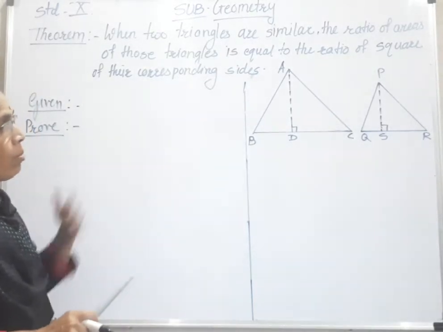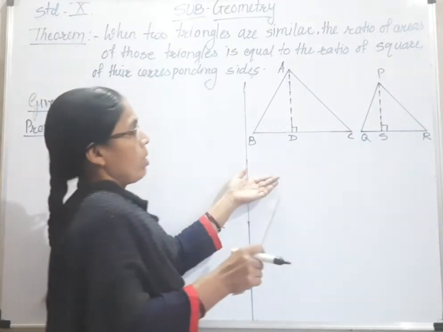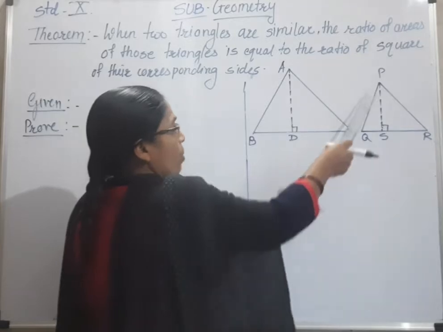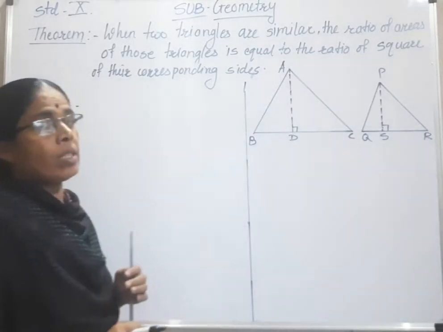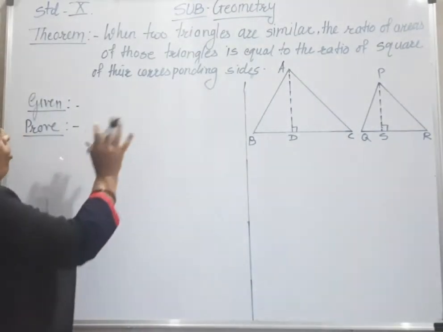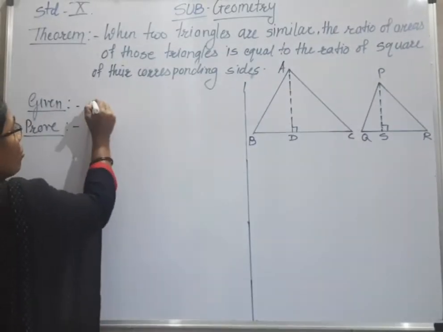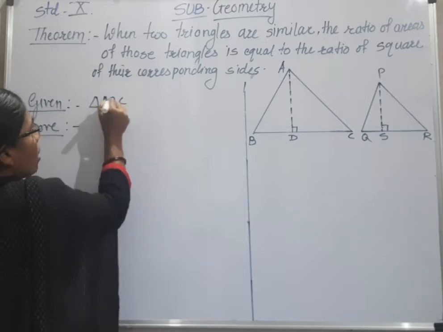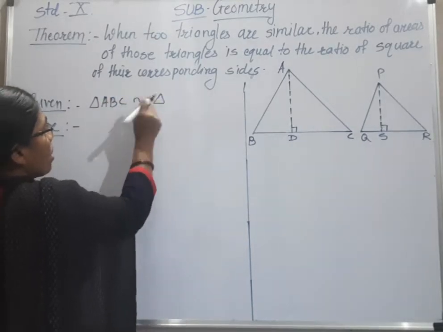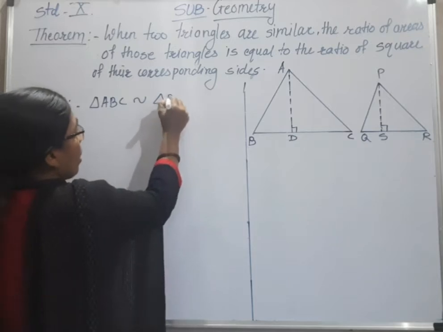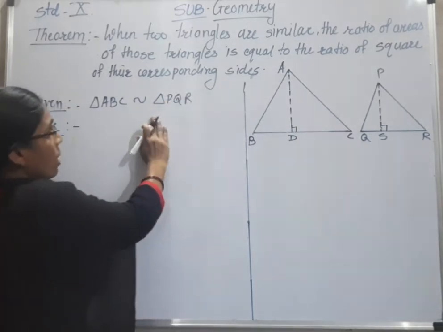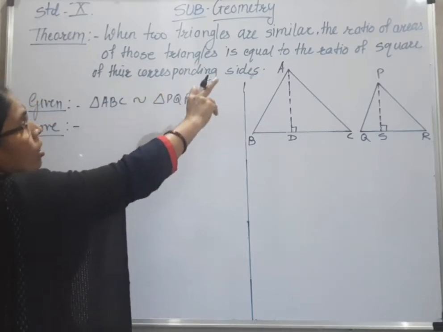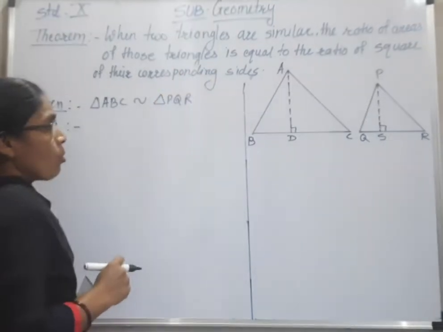Now according to the statement only, first we have to draw the figures. So these two triangles are similar, it is given, that's why ABC and PQR are the two triangles which are similar to each other. Now first write given: triangle ABC is similar to triangle PQR, this is the symbol of similar. And if these two triangles are similar, then the ratio of areas of those triangles is equal to the ratio of squares of their corresponding sides.